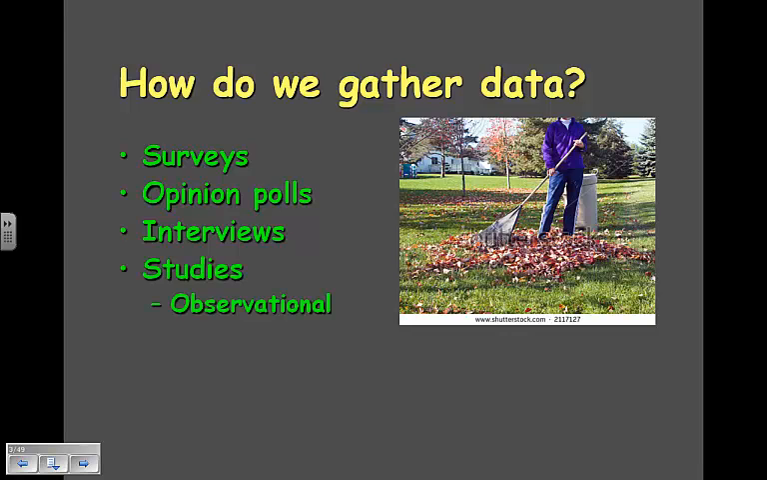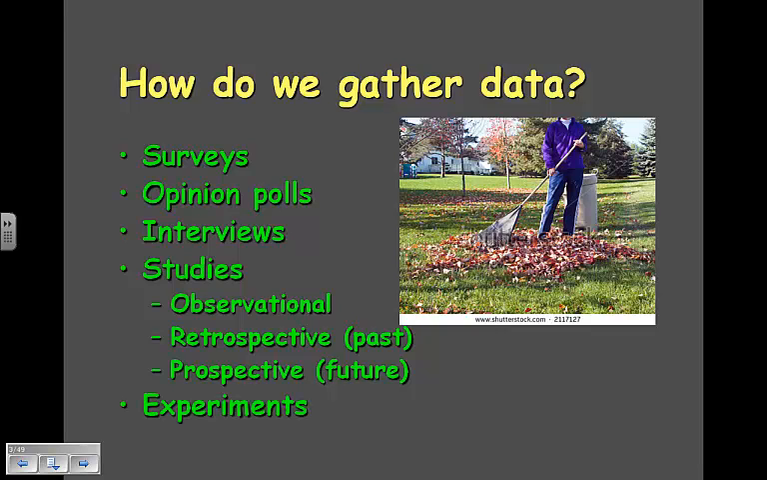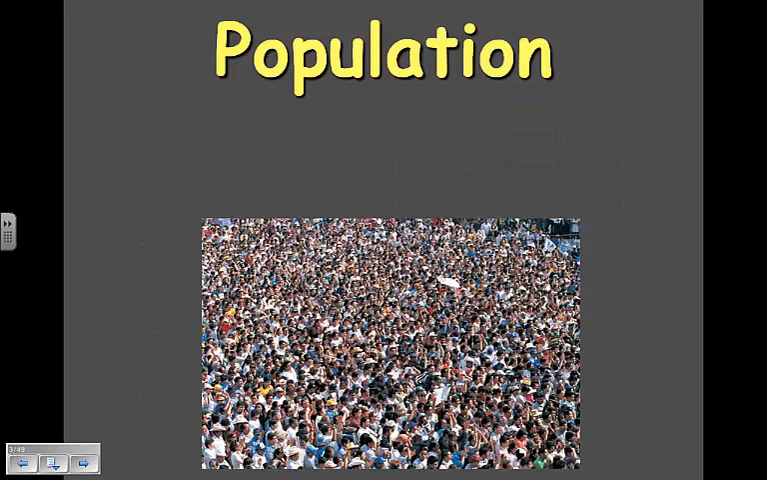Studies, which are a little bit more involved. There's different types of studies. There's an observational study where they would just observe people doing whatever it is they're doing and write down notes about that. Retrospective studies, where they study the past. Prospective studies, where they study the future, what might happen, what do you think is going to happen, those kind of things. And then experiments. And experiments we'll talk more about in our next video, but these are all different methods of gathering data.